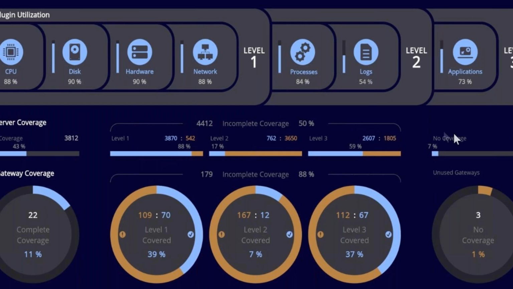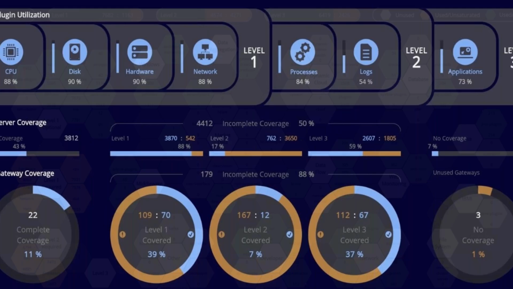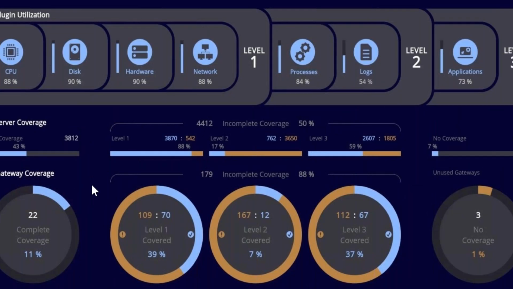Then in the bottom section, we've also built in the coverage of gateways. So if all the probes within the gateway are fully mature, i.e. level 1, 2, and 3, then it will say complete coverage for those gateways. If not, then it will show where it says incomplete coverage. You can see 179 gateways, which is 88% of this demo estate. So this gives the application champions the tool to go and remediate those.